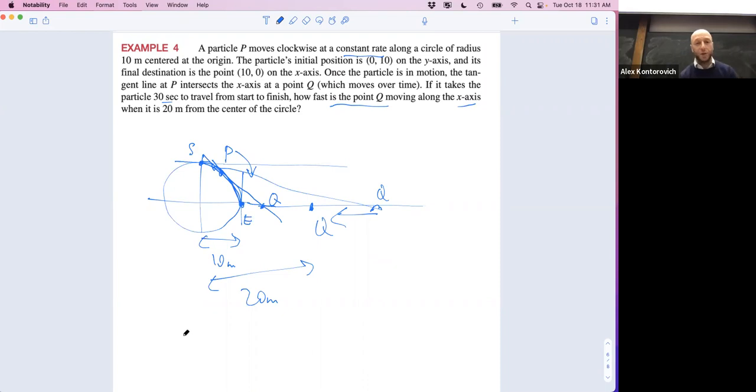X being the distance to Q. You want to call that distance X? X is the distance to Q, Q to the origin, Q to 0, 0. Okay, what's another variable? X is the thing we actually want, so that's a good variable to have. Time is changing, but how do we keep track of where the particle is?